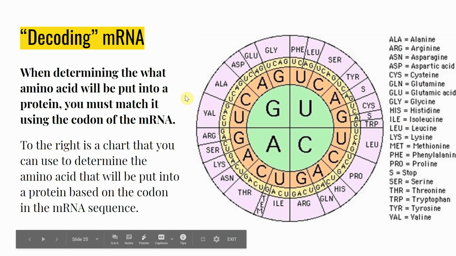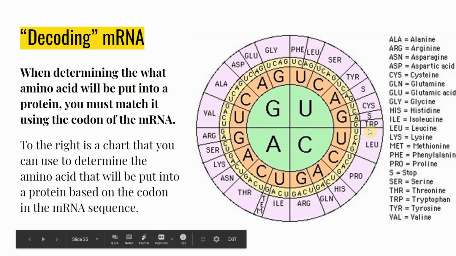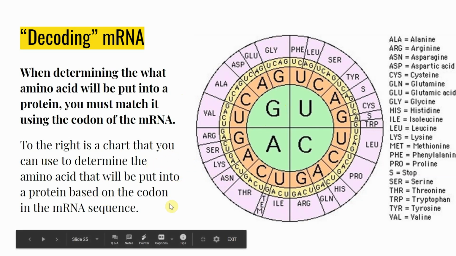We basically figured out the code of DNA, and we were able to create this table that will tell us if we know what the codon is, we will be able to tell exactly what amino acid will get put into the chain. So this is a chart that you can use to determine the amino acid that will be put into a protein based on the codon in the mRNA sequence.